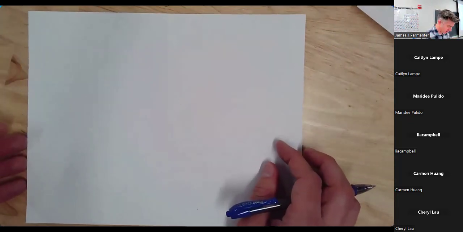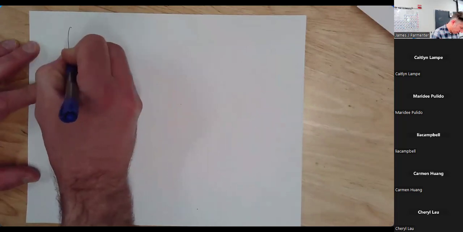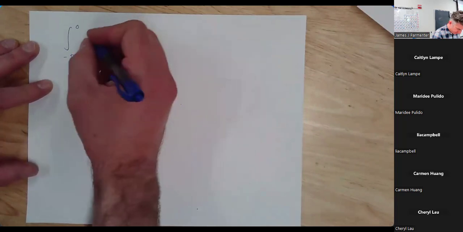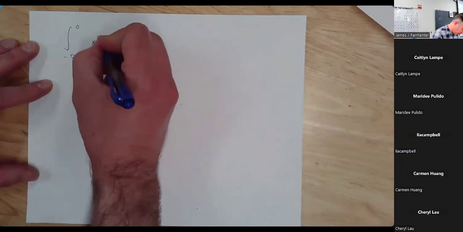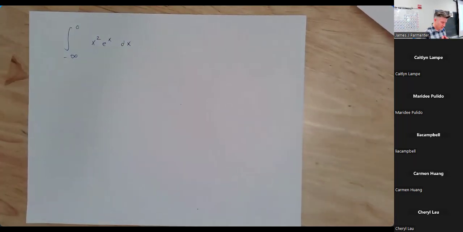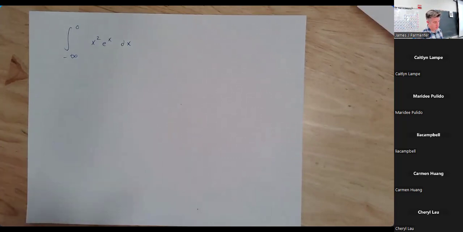So let's say for whatever reason, we had to find, does it converge or not, the integral from negative infinity to 0 of x squared e to the x dx. Yeah, that's terrible. That's going to be fine. Okay, so what method of integration are we going to have to use here? Is it u-sub? Is it integration by parts? Is it something else?